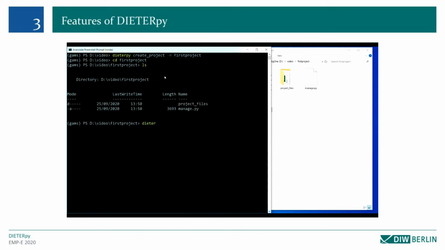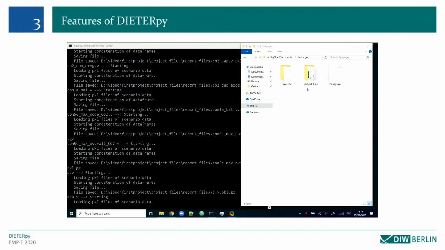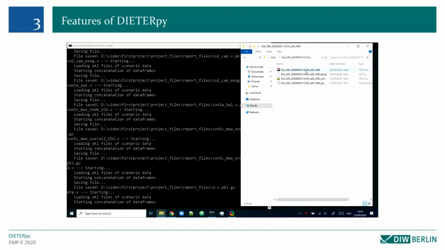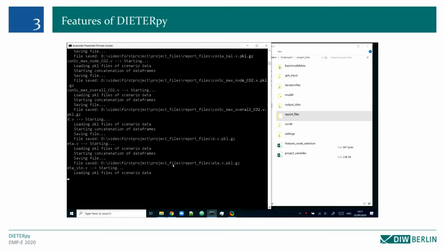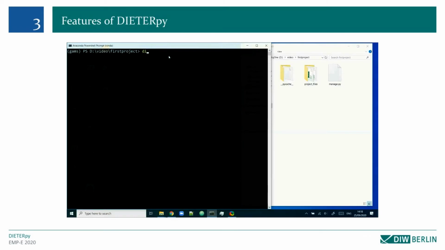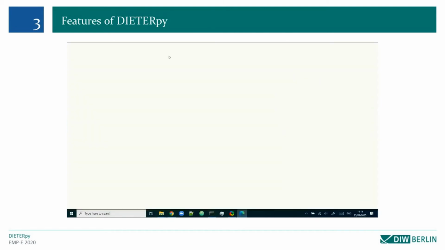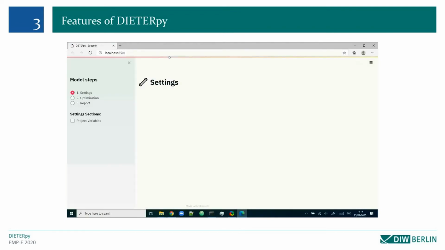After that, we can run our optimization by typing in the terminal DIETERpy run. During this process, different files are going to be created that will contain our results. Once the process has finished, we can see the results by opening the web interface. After typing in the terminal DIETERpy web, a web page will open locally in our computer. We can also set the configurations and run the optimization by using the browser, although this is still under development.